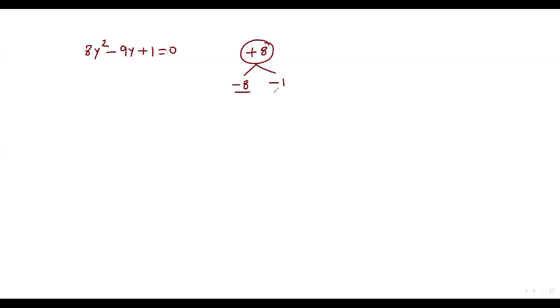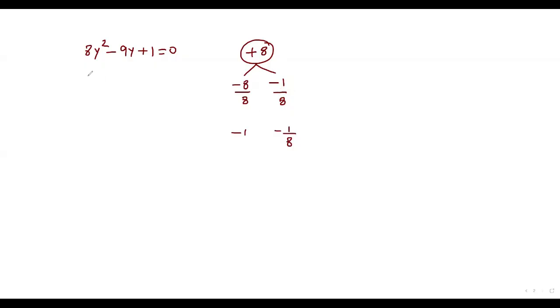Further, I have to divide these two factors by the coefficient of y squared, that is 8. Let me divide both these factors by 8. So when I simplify this one, I'm getting negative 1, that is, 8 divided by 8 is 1. And this one cannot be simplified anymore. We have to keep this one as it is, negative 1 over 8, because 1 is not divisible by 8.